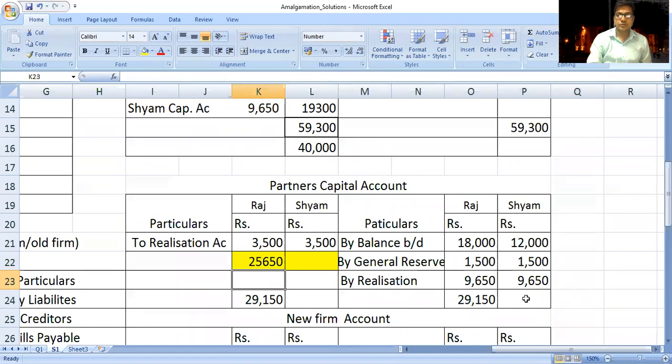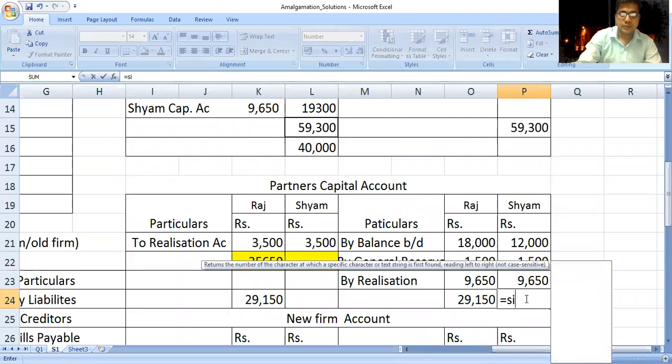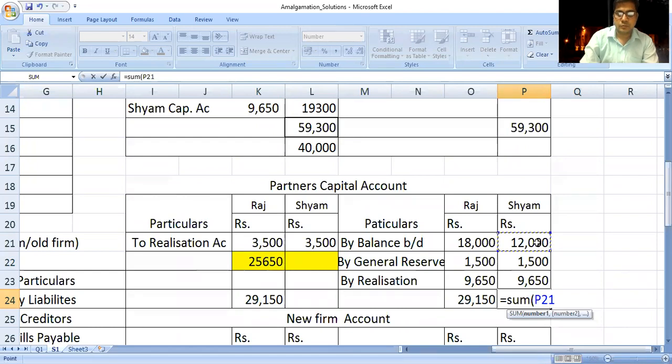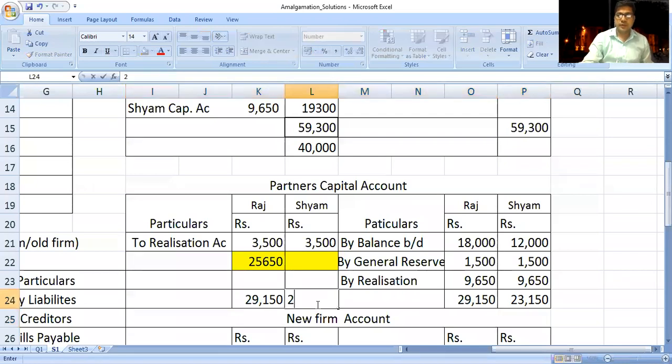Now what about Sham's total credit side? It is 23,150. Here also we have to record 23,150. Now we have to find out the balance. The credit side total 23,150 minus the debit side total 3,500. The rest of the value is 19,650.